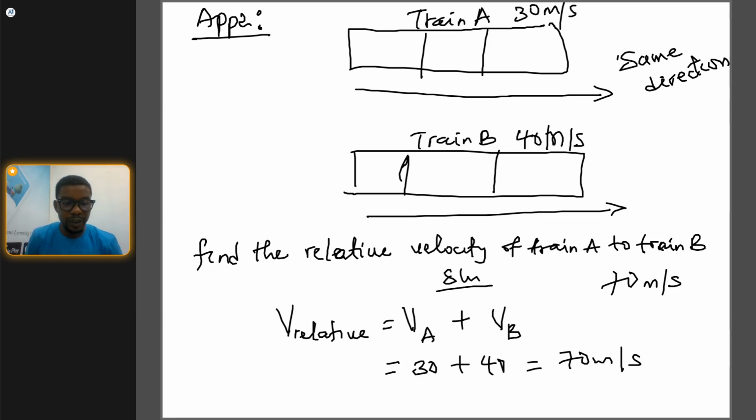Okay, so application 3. Two cars, car A and B, are moving in opposite direction. So let's use a diagram to illustrate that.